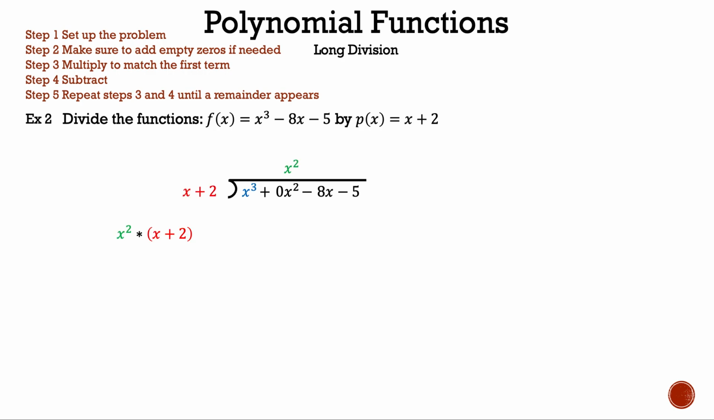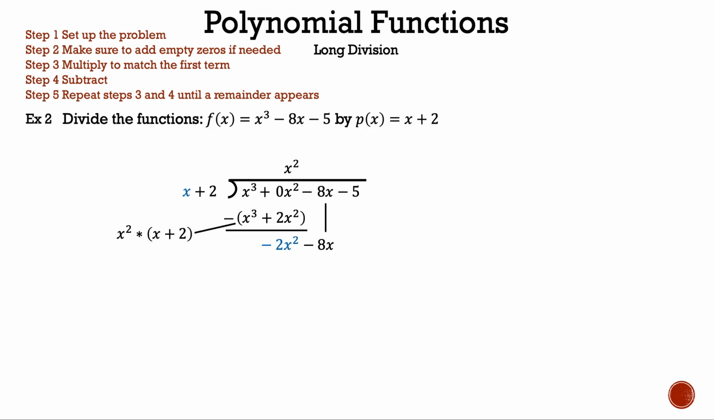So now we need to multiply x squared and the quantity of x plus 2. And the result, x cubed plus 2x squared, goes under the dividend. Now we subtract. It is important to have the parentheses, otherwise we might forget to change the sign on the second term. Now let's subtract, and our result is 0x cubed minus 2x squared. Let's get rid of the 0x cubed and bring down the negative 8x.